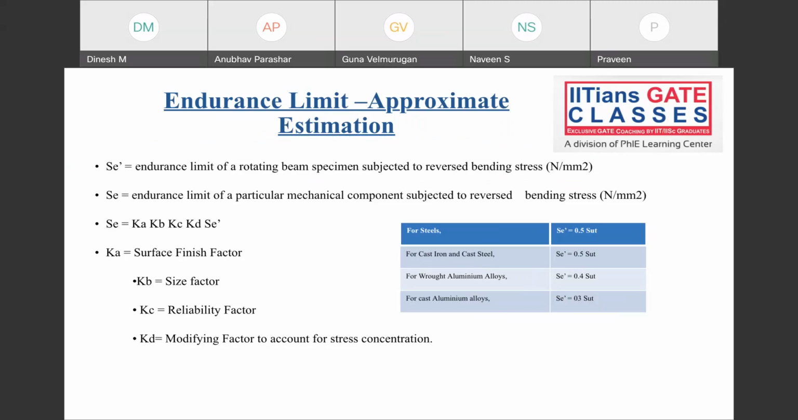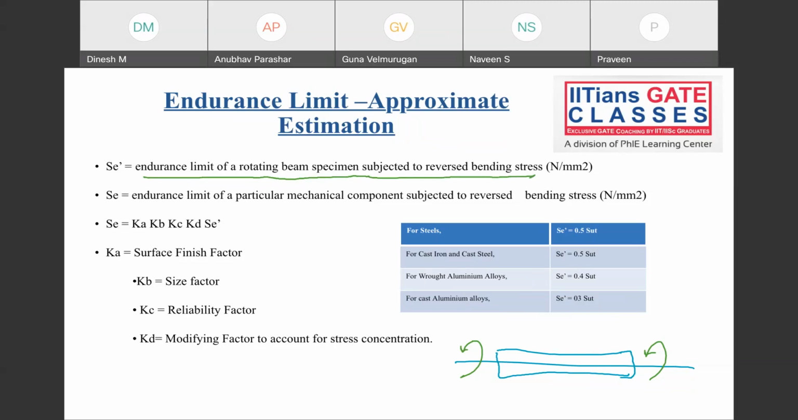So we have a rotating beam machine. The component is loaded into the rotating beam machine. Let me simply draw the component. This kind of component will be loaded to the rotating beam machine. The machine will apply some load, and at the same time it will keep on rotating the member. From this, it will be subjected to different load cycles, and from this we will experimentally find out the endurance limit of the rotating beam specimen. Let us assume that this is S_e'.